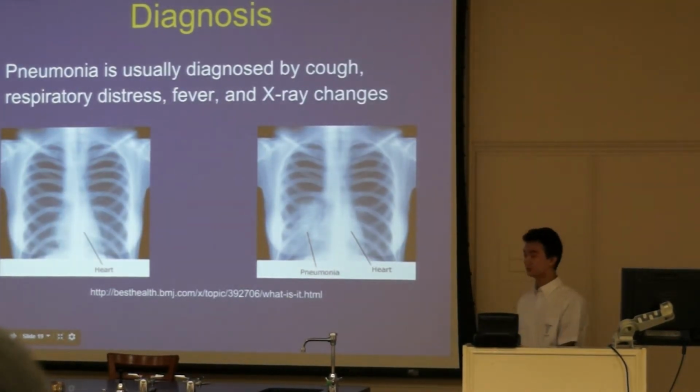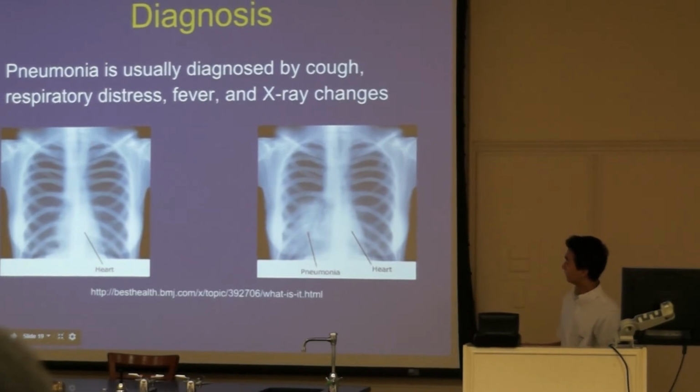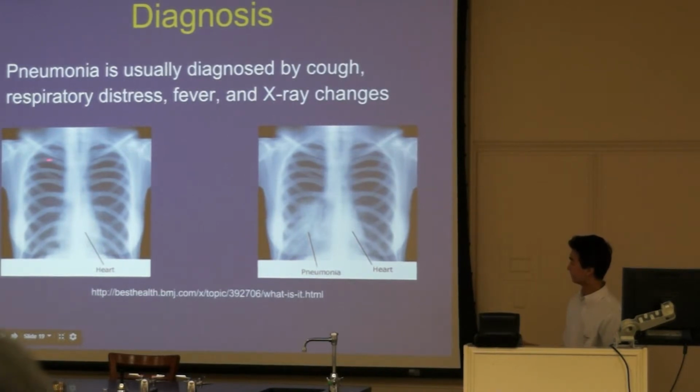Diagnosis. Pneumonia is usually diagnosed by cough, respiratory distress, fever, or X-ray changes. On the left is an X-ray of a person that is totally fine and does not have any pneumonia. As you can see, the chest is clear and there's no infection. On the right is an X-ray of a patient that does have pneumonia. This little blurry spot right here shows inflammation in the lungs, and that's how you can tell there's pneumonia in that area.